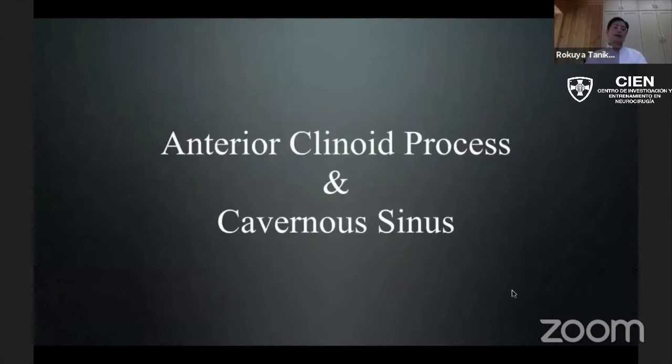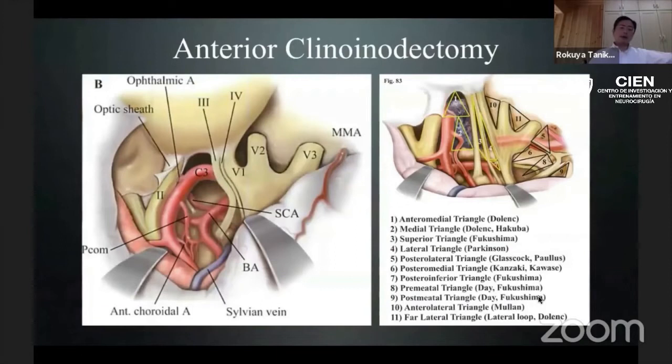I'll show you the anticlinoid process anatomy. This is a picture from Professor Fukushima's skull-based textbook. After anticlinoidectomy and cavernous dissection, you can expose the cranial nerves 2, 3, 4, V1, V2, V3, like this. And there are many triangles: anteromedial triangle, anterolateral triangle, lateral loop, far lateral triangle, Glasscock, Kawase, Parkinson triangle between V1 and trochlea. These are very important triangles and anatomy that we should understand.